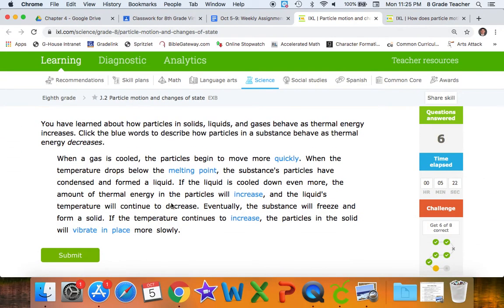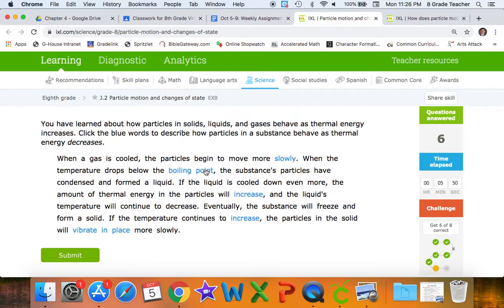You learn about how particles in solids, liquids, and gases behave as thermal energy increases. Click the blue words to describe how particles in a substance behave as thermal energy decreases. When a gas is cooled, the particles begin to move more slowly. When the temperature drops below the boiling point, the substance particles have condensed and formed a liquid.